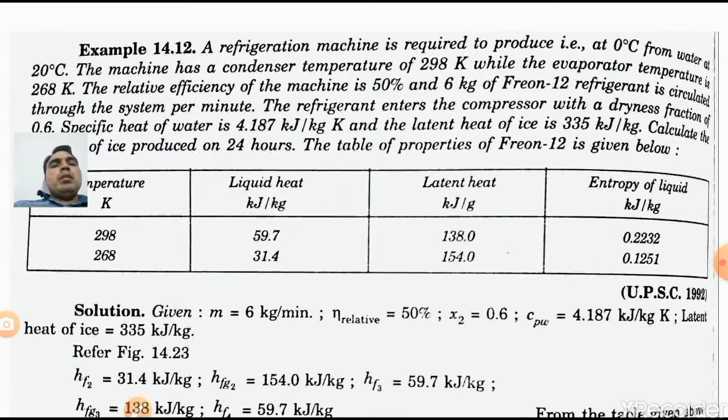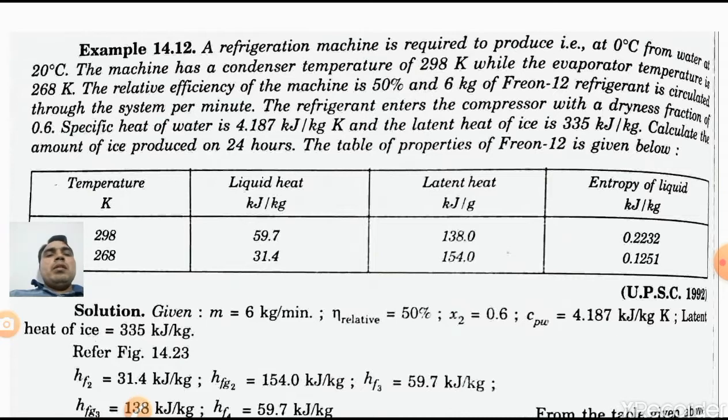the system per minute. The refrigerant enters the compressor with a dryness fraction of 0.6, the specific heat of the water is 4.187 kilojoule per kg Kelvin, and the latent heat of the ice is 335 kilojoule per kg. Calculate the amount of ice produced in 24 hours. The table of the properties of Freon is given below.